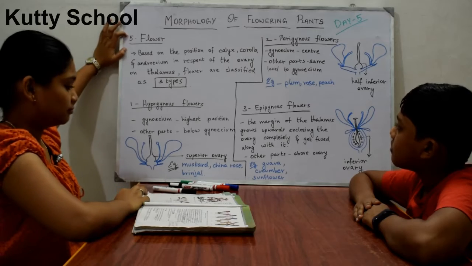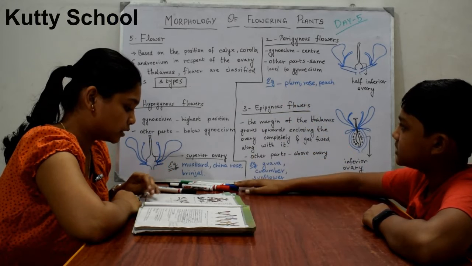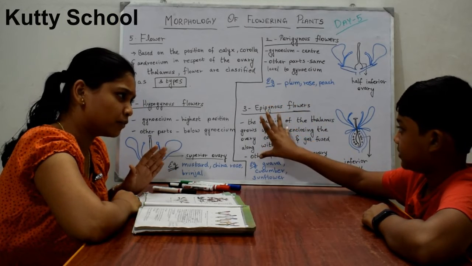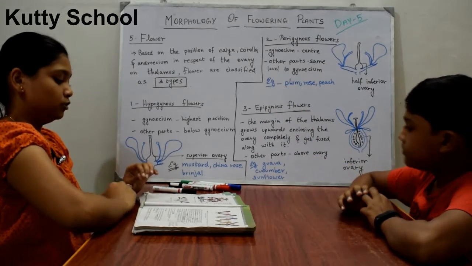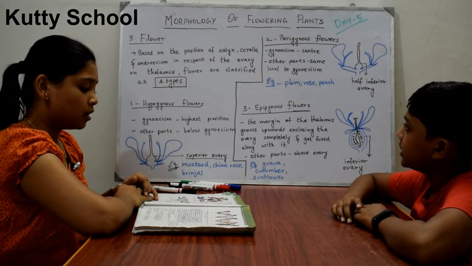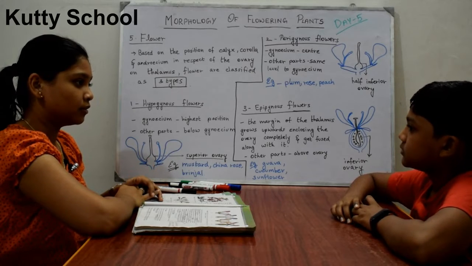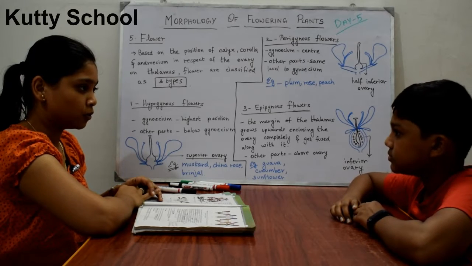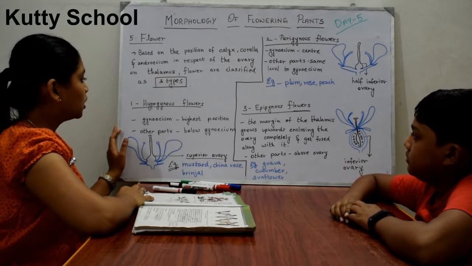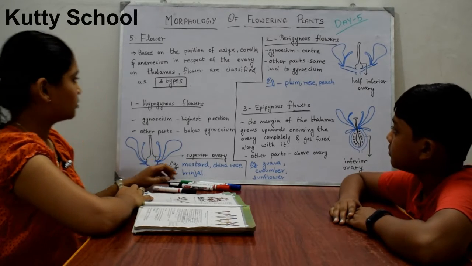In flower, we are generally discussing about flower. First we saw about the symmetry of flowers and what are the general whorls of flower: calyx, corolla, androecium and gynoecium. Now we are discussing about how the parts, how the whorls, are arranged in the flower.